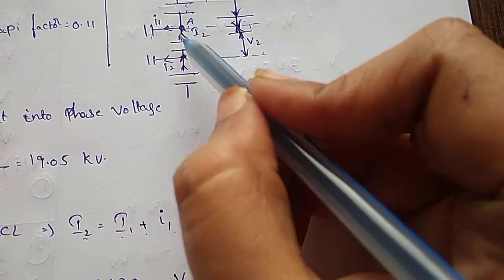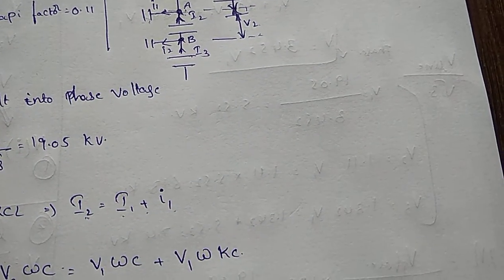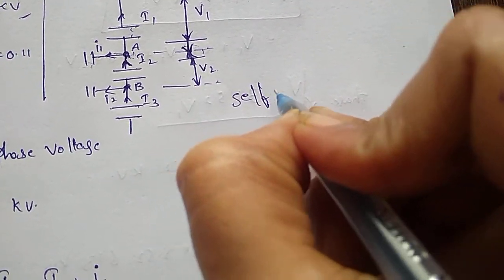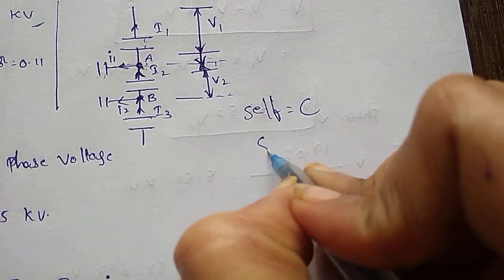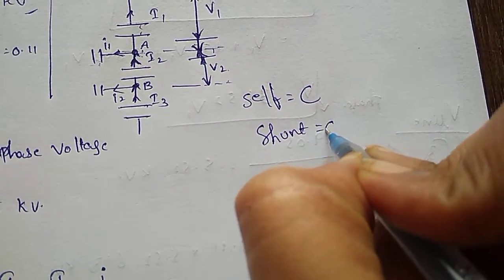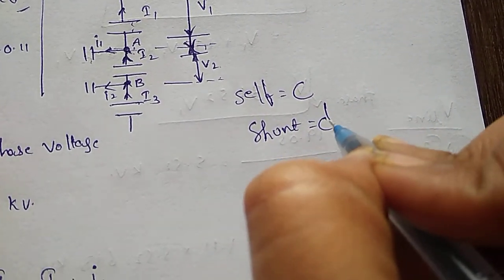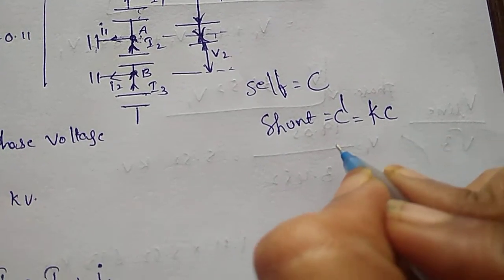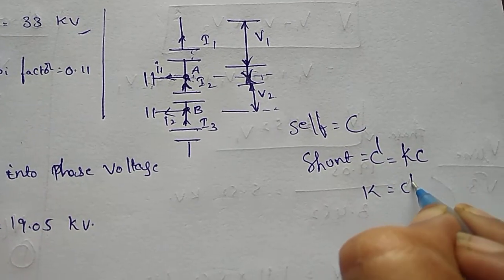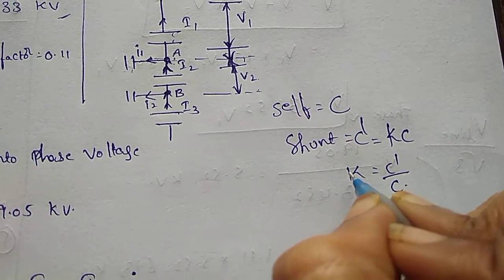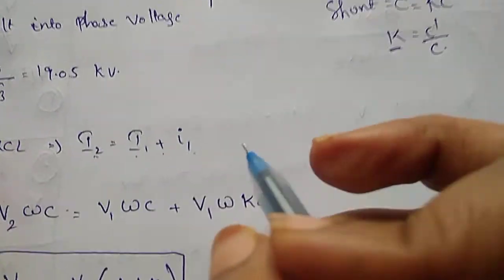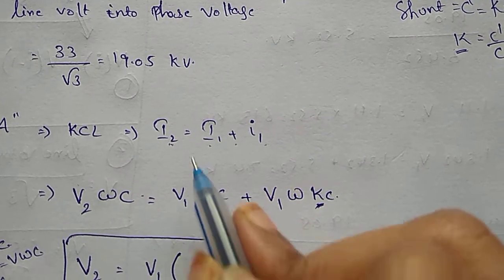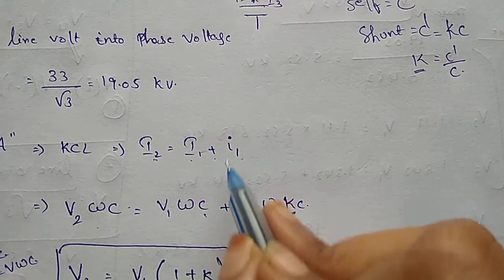Similarly, we assume that all the self capacitance values are C, and the shunt capacitance values are C dash. Here C dash is nothing but K into C, that is, K equals C dash by C. So we are replacing the I2 value, I1 value, and small i1 value.